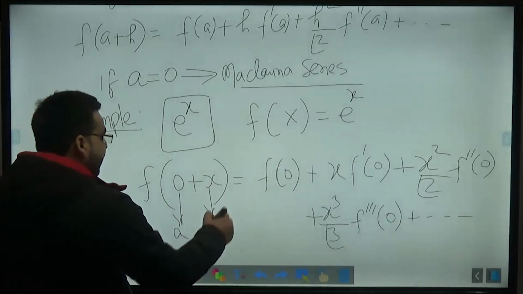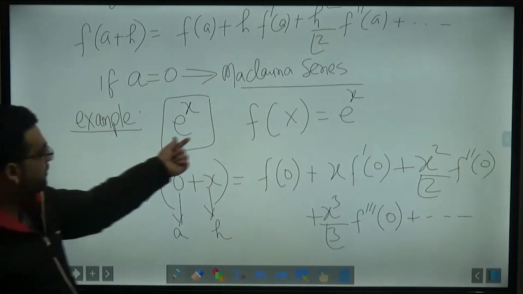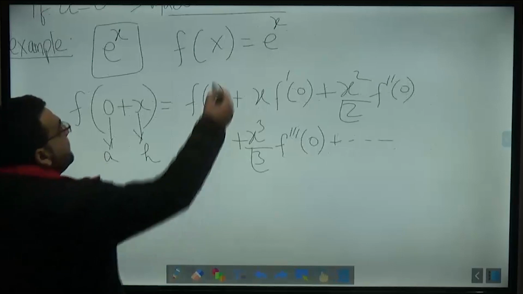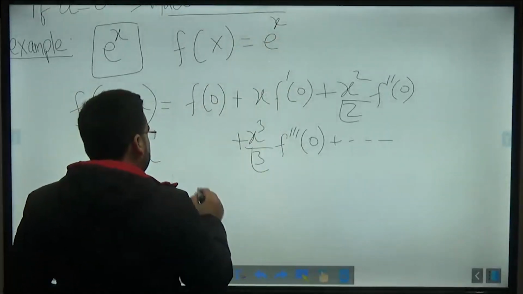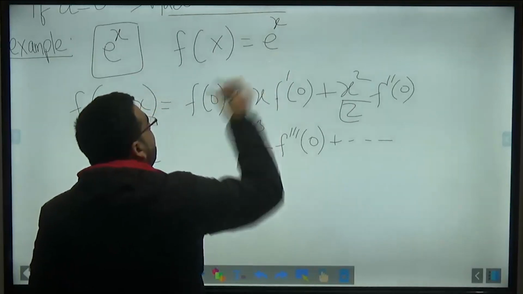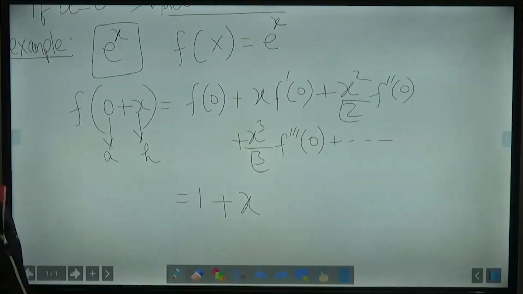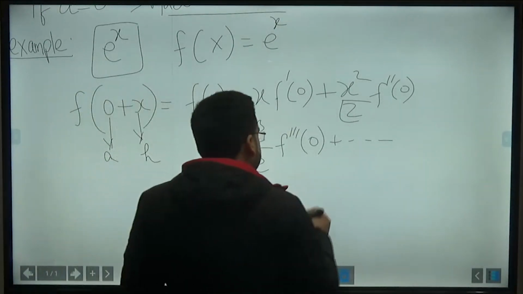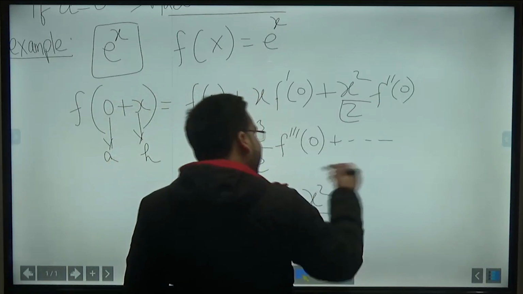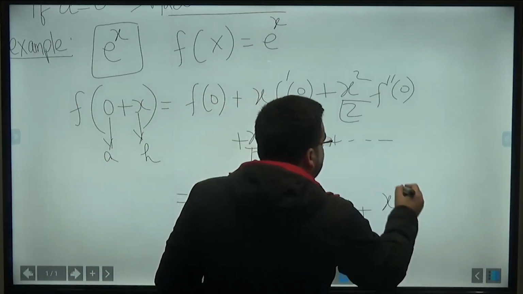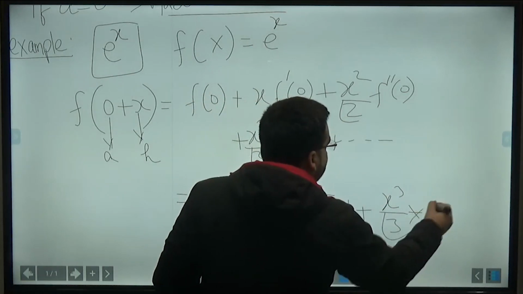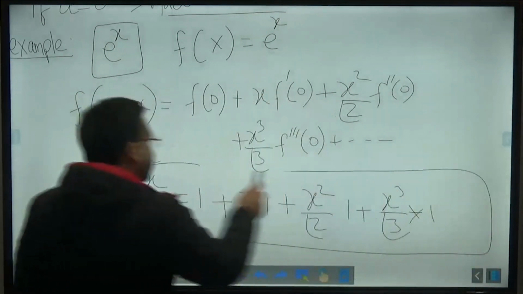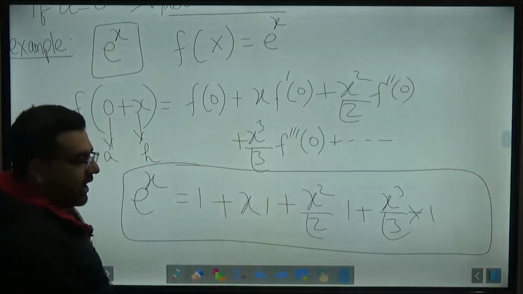Clear? Here I have replaced, this is my a now and this is my h now. So I have to expand this e raised to the power x in this form. So what will it be? Very simple now. Now what is this f of 0? F of 0 will be equal to 1, plus x into f dash of 0. What is the value of f dash of e raised to power x? Again e raised to power x. Clear? And if you put 0 here, it will be 1 plus x square upon 2 factorial, again the double derivative is also 1, plus x cube upon 3 factorial, the triple derivative is also 1, and so on, and ultimately you are getting the expansion of e raised to the power x.